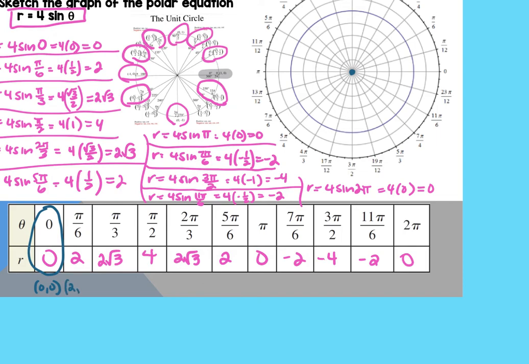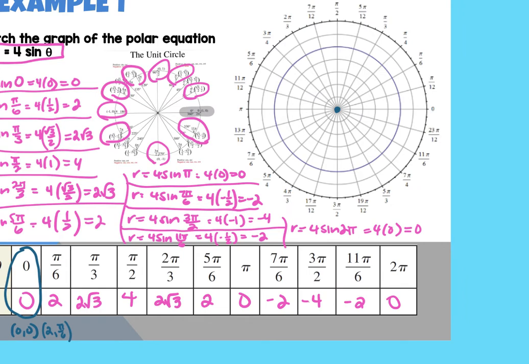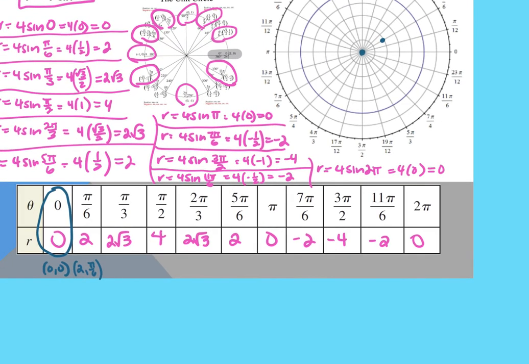The next one would be 2 pi over 6. So at pi over 6, I go out to the second ring. Then I get 2 root 3. We're going to graph this, which means we have to approximate it. Root 3 is like 1.8, 1.7. You could totally approximate it. Times 2, and that's 3.6. So we're going to say this is 3.6.